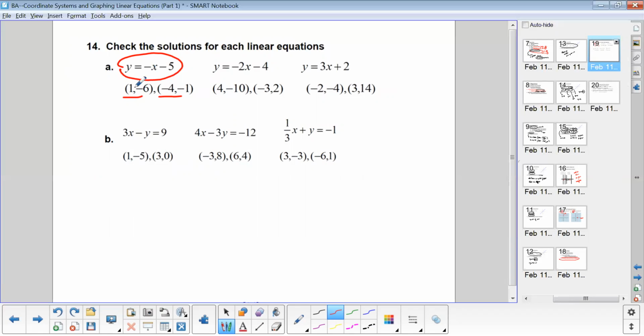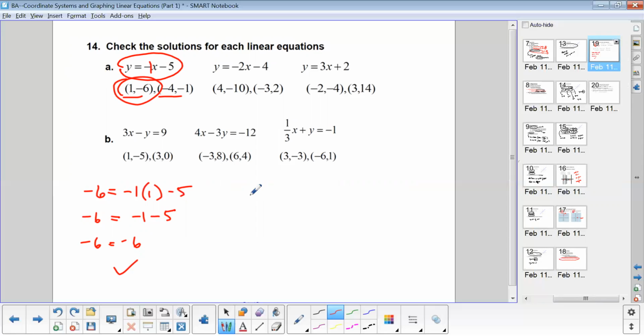Well, that just means you take the y value of -6 and you substitute it in. So -6 equals -1, which is the slope. That's understood to be -1. And we're going to substitute 1 in for x, minus 5. Well, -1 times 1 is -1 minus 5. -6 equals -6. You know what that means? That this ordered pair is a solution. That means it's on that line.